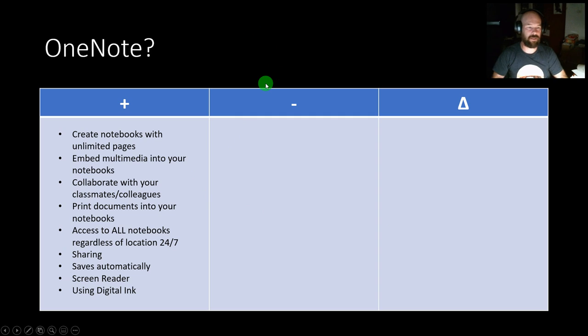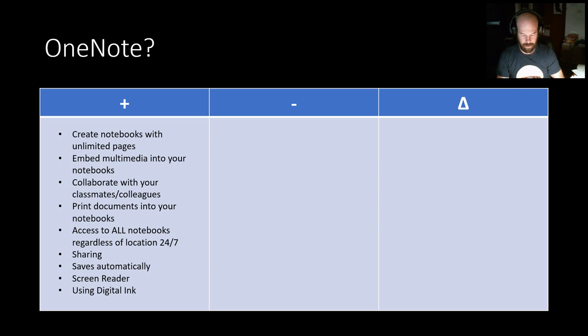So what are the positives, the negatives, and the interesting things about OneNote? I said that you can create notebooks with unlimited pages. It doesn't cost you anything. You don't need to buy any more pages. You can embed multimedia. You can collaborate. You can print. You can access all the notebooks 24/7. You can share pages. It saves automatically, so you don't need to worry about losing documents. It saves automatically every time a change is made.